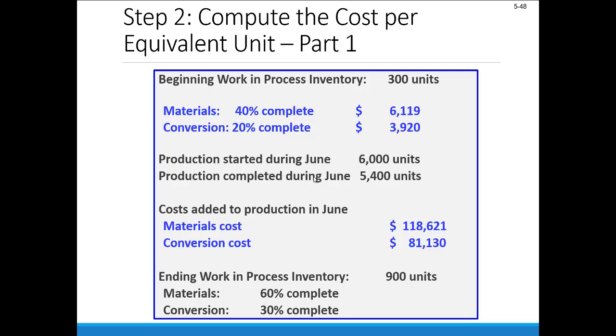As we know from the previous couple slides, we had started 6,000 units into production, finished 5,400. Here's all the costs we added to production in June. Let's assume materials cost was a bit over $118,000 and conversion cost was a little over $81,000. And as we know, we had ending work in process inventory of 900 units, 60% done with respect to materials, 30% with respect to conversion.